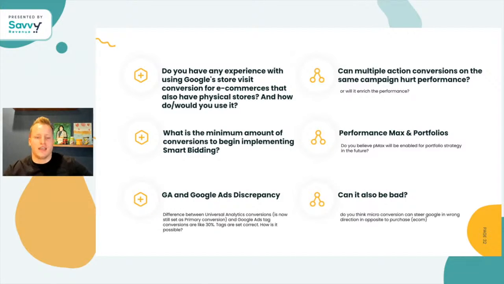Next question, do you think micro conversions can steer Google in the wrong direction, in the opposite direction of purchase? Yes. So again, it's overvaluing. If you're overvaluing micro conversions, then Google can steer more towards those. Or if you choose the wrong micro conversion that doesn't relate to a purchase, and it's not in the path to a purchase, then yes, you can steer wrong.